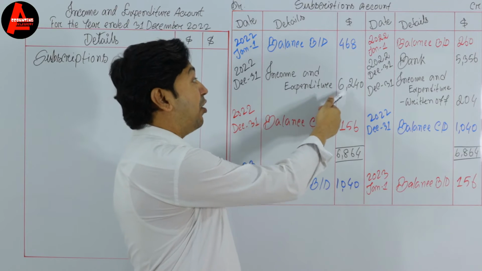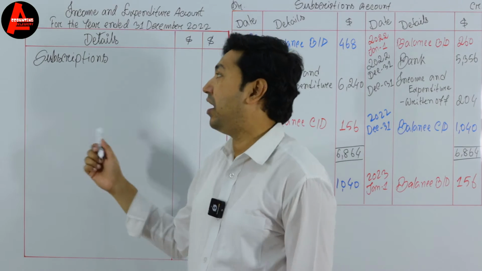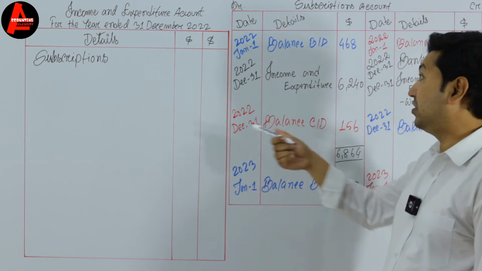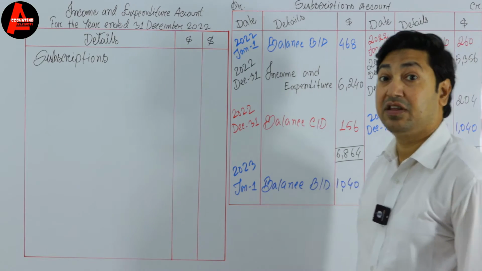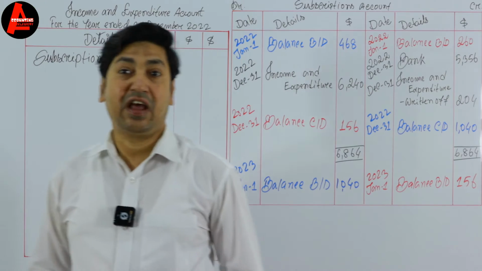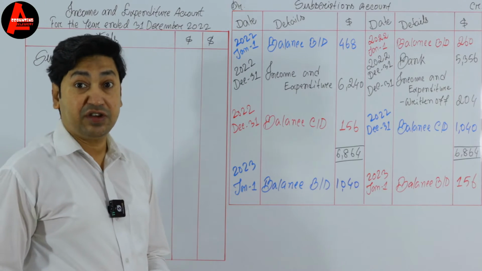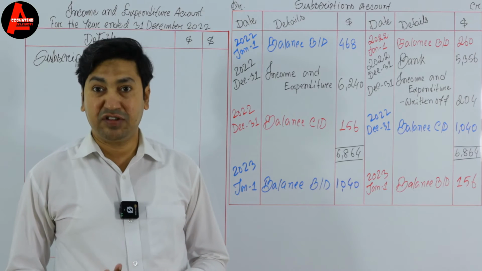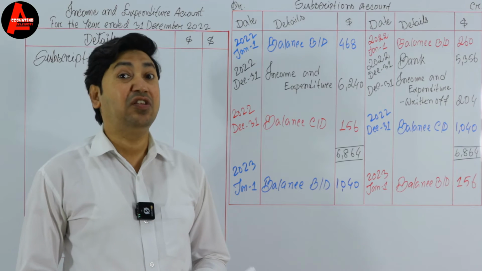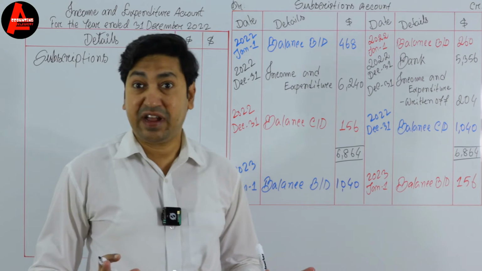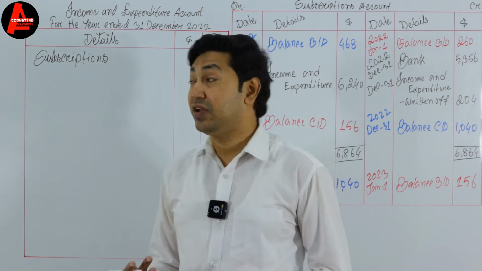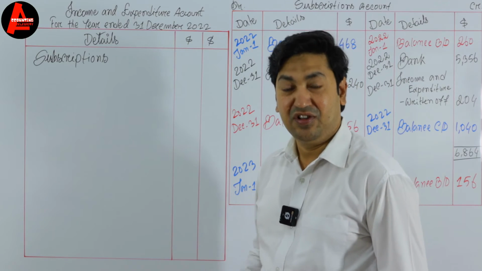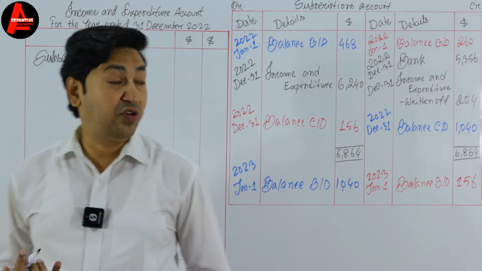It means that this amount will appear in the income and expenditure account. This amount is related to this income and expenditure account, $6,240. So how did we calculate this amount? The question clearly mentions that the club has 120 members in 2022 and 128 in 2021. We don't care about 2021 because we are doing this account for the year ended 31st December 2022. So in 2022 we have 120 members.